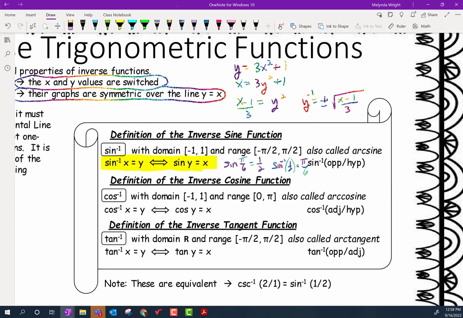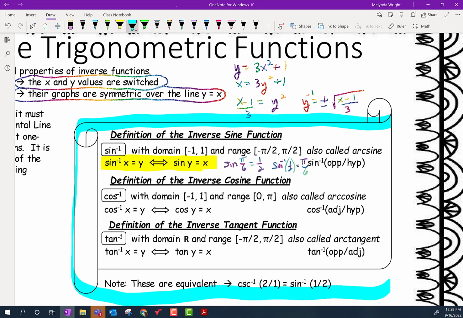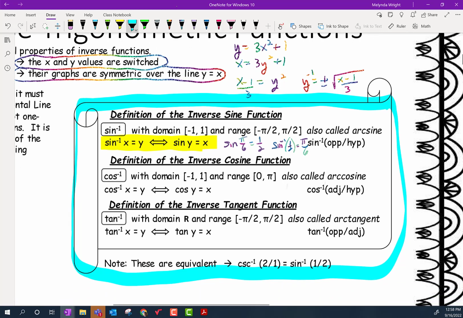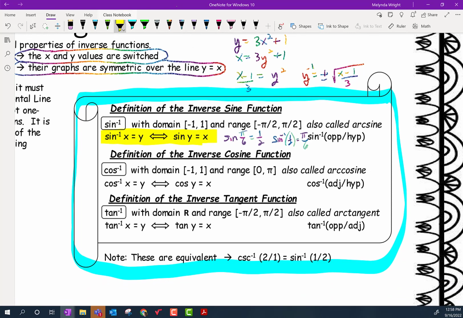So our table right here is really like a reference table for you. Okay, I'm not going to go through and talk about every single thing in the table, but it's a reference for you. If you want to look at domain and range values for the inverses, they are located here. One thing I do want to point out down here in the bottom is just a note.